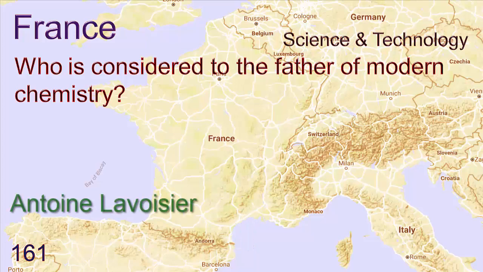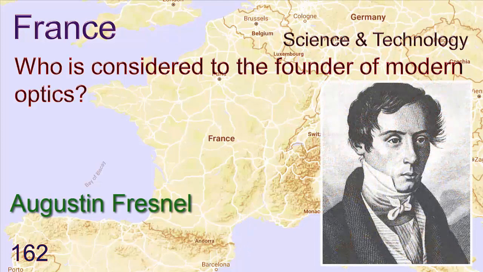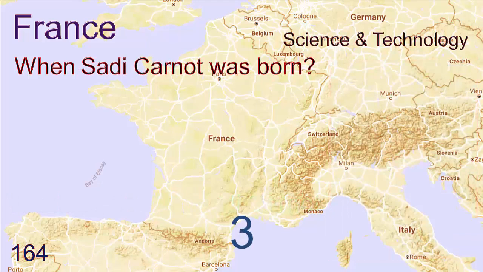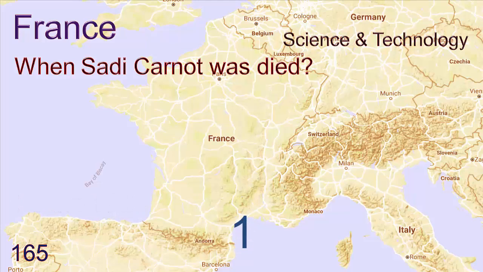Who is considered to be the father of modern chemistry? Antoine Lavoisier. Who is considered to be the founder of modern optics? Augustin Fresnel. Who invented the Carnot engine? Sadi Carnot. When was Sadi Carnot born? 1st June 1796. When did Sadi Carnot die? 24th August 1832.